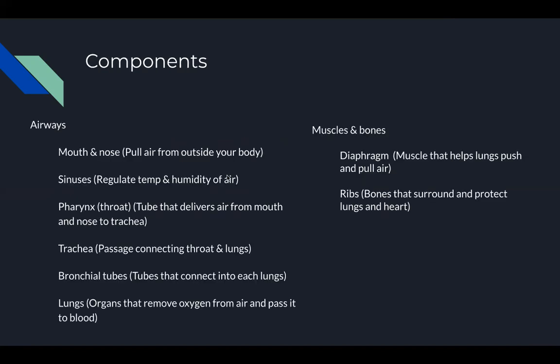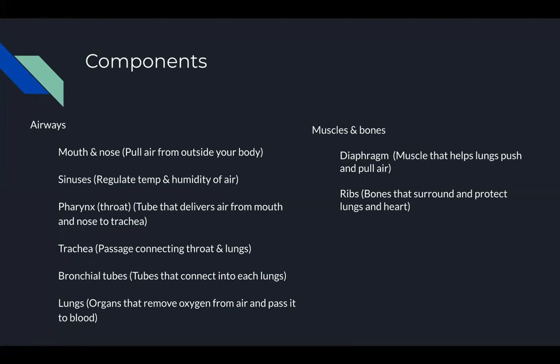The components of the respiratory system are the mouth and nose, because that is where you breathe in air, pulling it from outside your body. Your sinuses, you might have heard of them, get inflated when you're sick, and they regulate the temperature and humidity of the air in your body. The pharynx, which is your throat, is the tube that delivers air from your mouth and nose to the trachea, which is a passage that connects your throat and lungs. It's like a long windpipe. The scientific name is trachea.